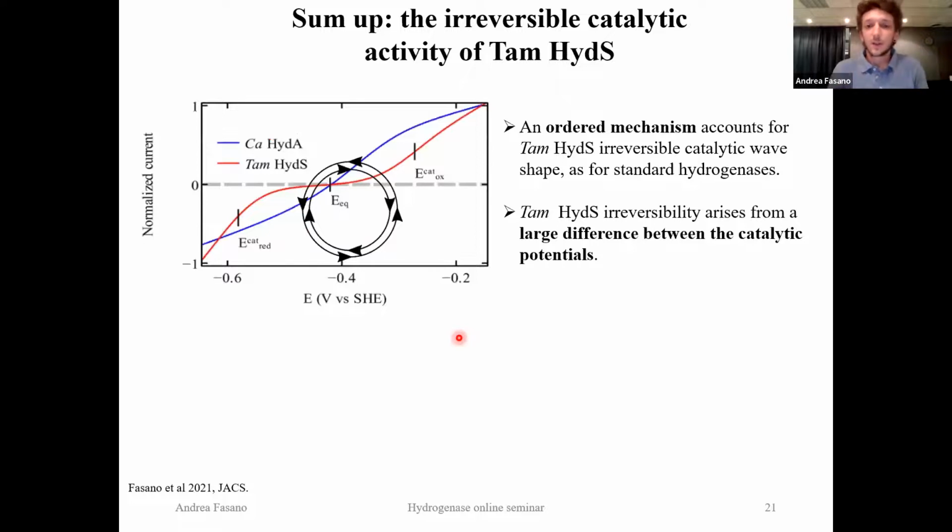So to sum up this first part, we showed that an ordered mechanism can account for a very reversible shape and also for a very irreversible shape in hydrogenases.